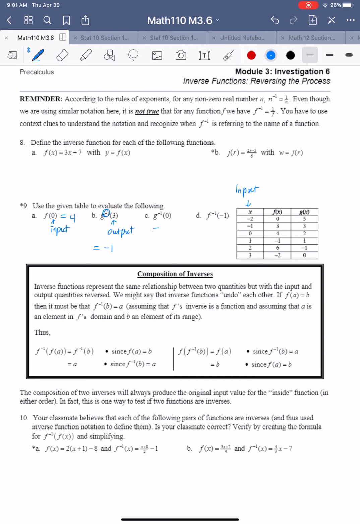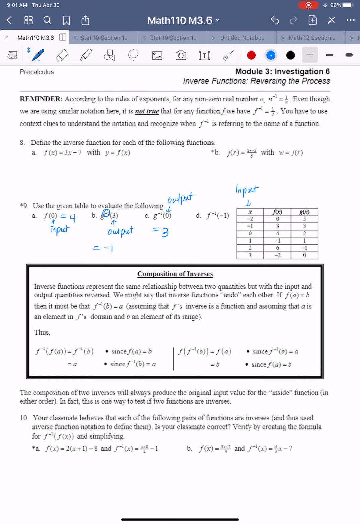And then this is also talking about the inverse, right? So this must be the output. So when you have the output for the g function as a 0, which is right here, and then what is the input? Input is a 3. So this is equal to 3.